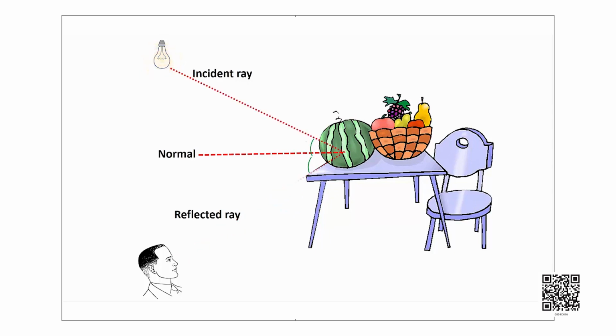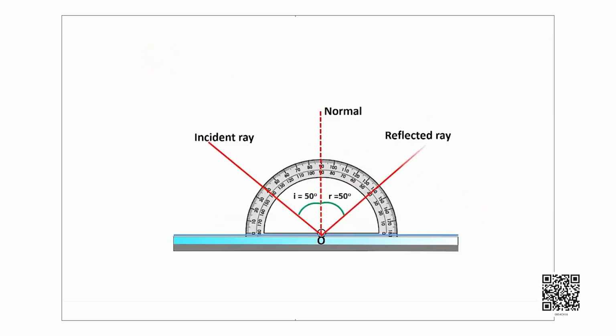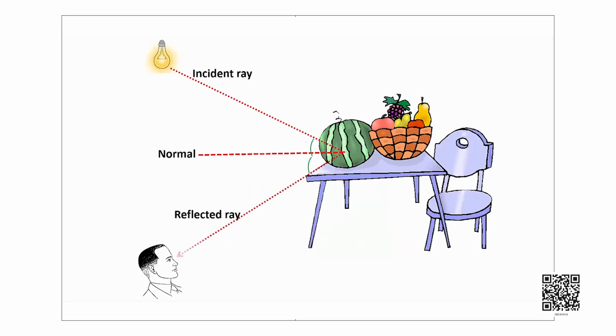Yes, light falling on the surface will be reflected in such a way that the angle of incidence is equal to the angle of reflection. Do this experiment in your lab and prove the law of reflection for various angles of incidence.